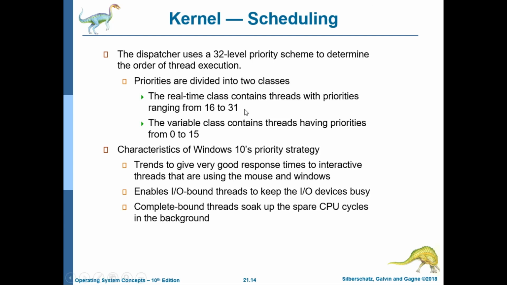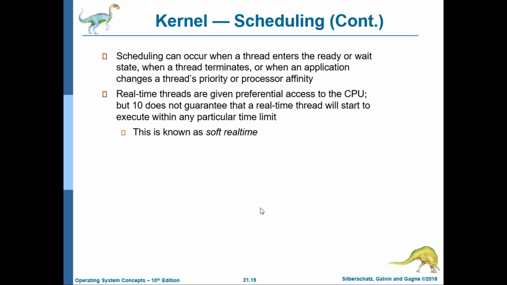That's why they have this real-time class. The priorities to have good response times range from 16 to 31. It also enables I/O-bound threads to keep the I/O devices busy, and compute-bound threads soak up the spare CPU cycles in the background. Scheduling can occur when a thread enters the ready or wait state, when a thread terminates, or when an application changes a thread's priority or processor affinity.